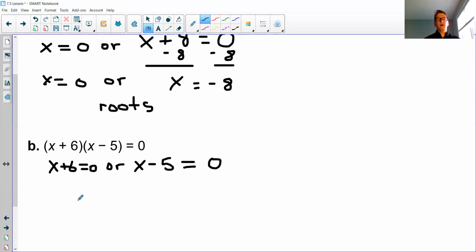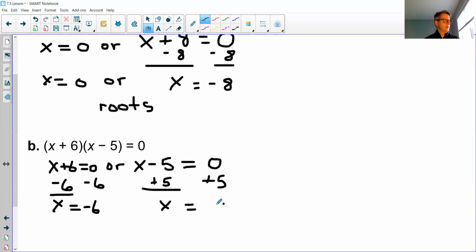So you have your two roots that you're determining. You have basically two equations. Subtract 6 from both sides, and you have x is equal to -6. In this case, you're going to add 5 to both sides of the equation, and you're going to end up with x is equal to 5. So the roots are -6 and 5. Okay, so that's example 1, your basic solving polynomial equations.